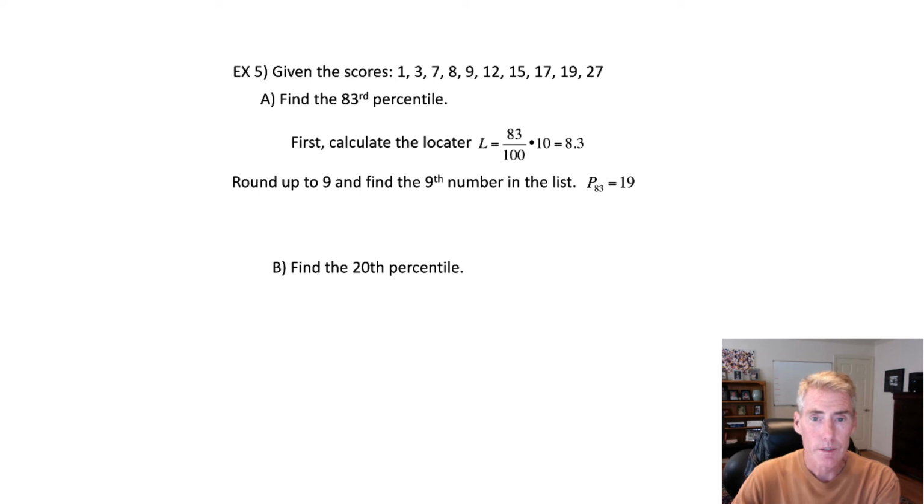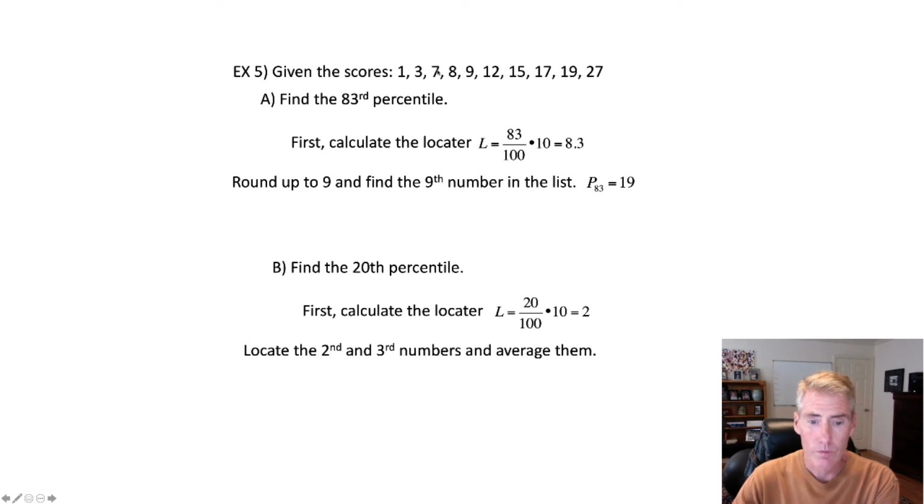What about the 20th percentile? So start with the formula for the locator. Take 20 divided by 100 and then multiply by the 10 numbers. It says 2. Since this is a whole number, I have to go to the second number, 3, and the 7, and then average those two. So locate the second number and the third number. That's the 3 and the 7, and then average those two. So 3 plus 7 would be 10. Divide by 2, that's 5.